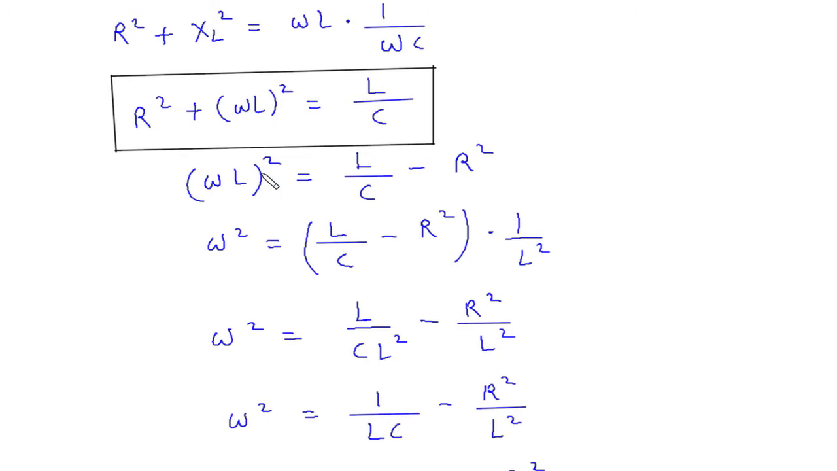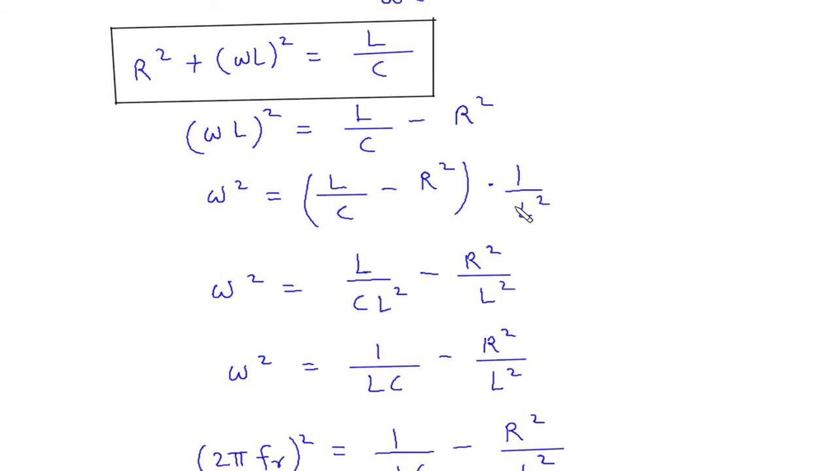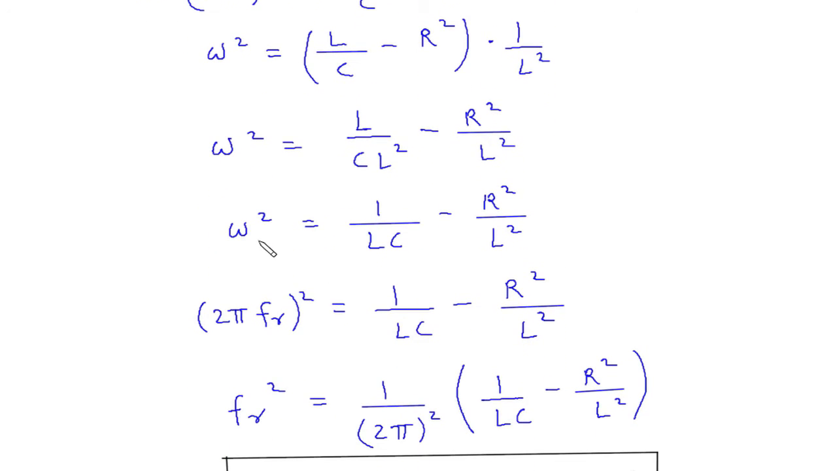Then from this equation, (ωL)² = L/C − R². Then again ω² = (L/C − R²) × 1/L². If we take this 1/L² inside the bracket, then ω² = L/(C·L²) − R²/L². Then ω² = 1/(LC), this L and this 1/L will get cancelled, then minus R²/L².